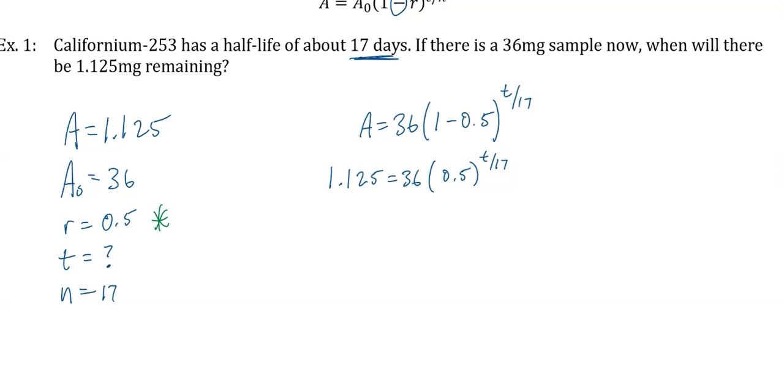What's always the first step when we're solving for the exponent? Divide the A value by the A naught. Yeah, very good. Divide, in this case, by 36 on both sides. Every single time, that's what we start with. Need our calculator for that. So that gives 0.03125 equals 0.5 to the T over 17.